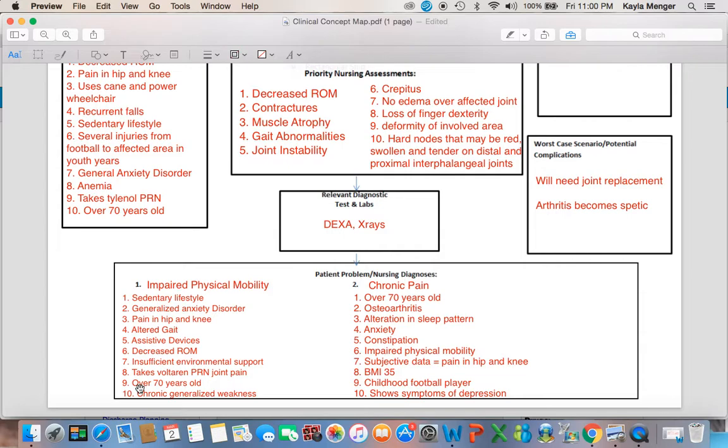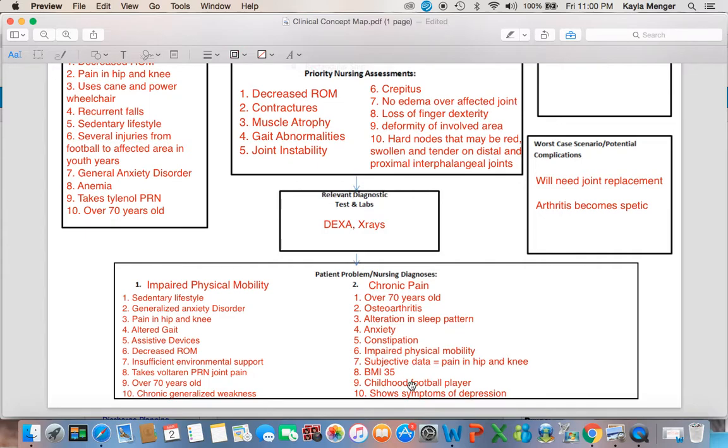So he has a sedentary lifestyle, so he's got decreased like muscle mass and that kind of thing. He's got decreased range of motion, which would make it harder for him to move. He's over 70 years old, also same thing. You can include your medical diagnoses in here, and you can include like your pain scale and that kind of thing. Same thing for chronic pain.